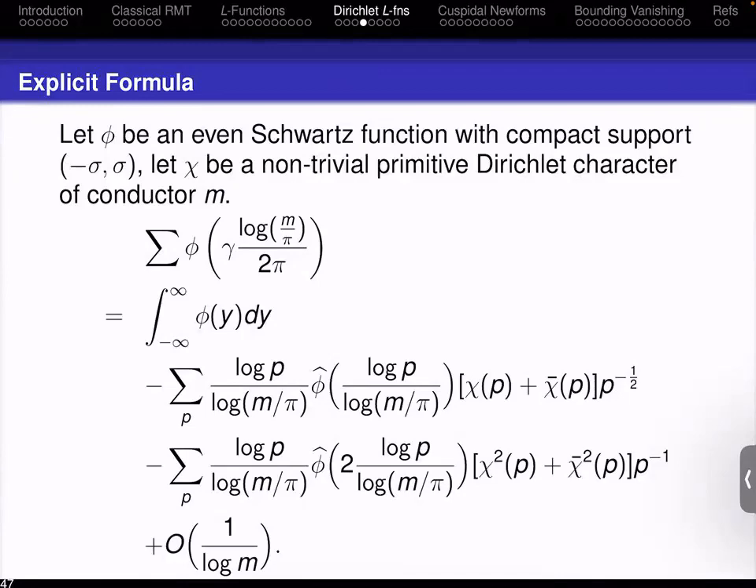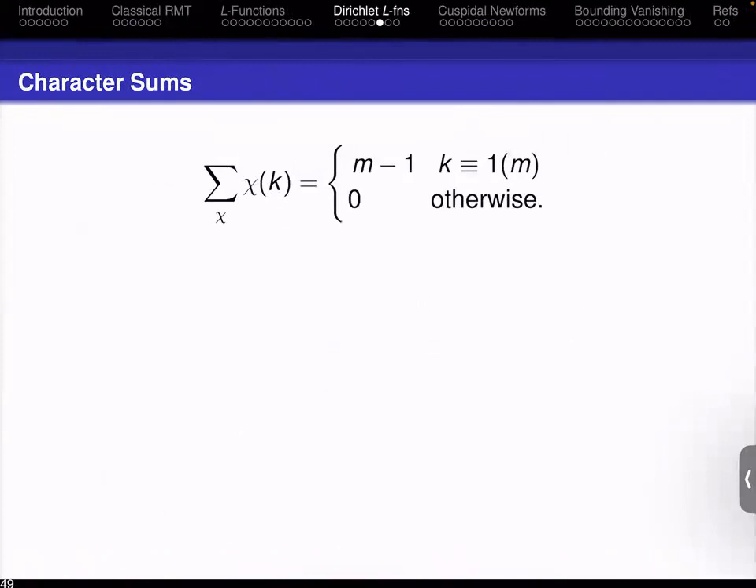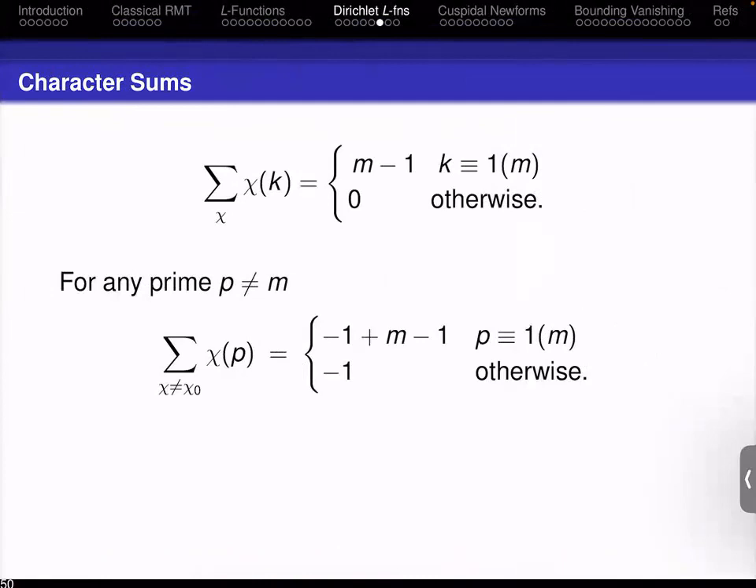All right, so writing everything down explicitly, I now take the sum over all the characters in the family. Because all of the Dirichlet L-functions have essentially the same functional equation, I can pass the sum on the characters through the test function to the coefficients here. And I just need to understand sums of Dirichlet characters. If you remember your orthogonality relationships, we have really good formulas for this. We have the sum of chi of k over all chi is m minus one if k is one mod m and zero otherwise. I'm not using the principal character, so I just have to subtract one because I don't have its contribution.